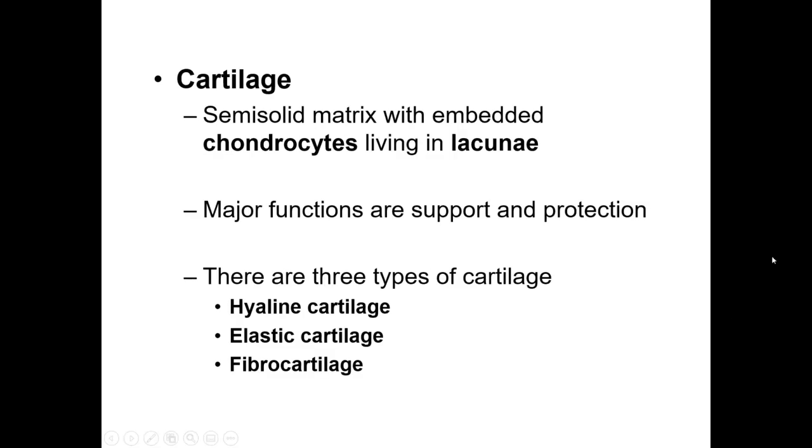Then we have cartilage. You've probably heard of the word cartilage. Cartilage is a relatively stiff connective tissue with a flexible rubbery matrix. Cartilage is produced by cells called chondroblasts, which secrete the matrix and surround themselves with it until they become trapped in little cavities called lacunae. Once enclosed in lacunae, the cells are called chondrocytes.